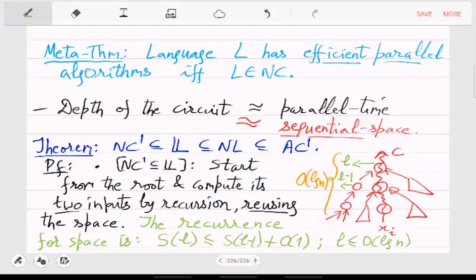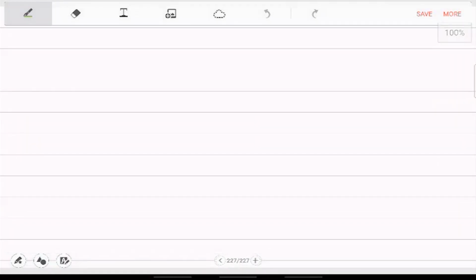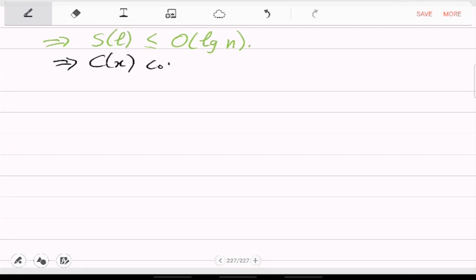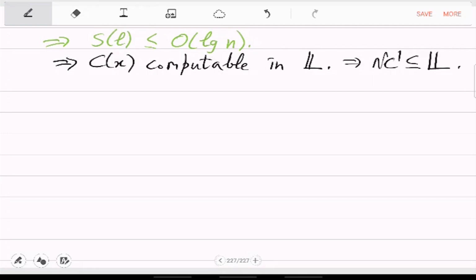S of L is equal to S of L minus 1 plus order 1, which gives you S of L is order L. So you just need log space for this simulation. The computation is computable in log space. So NC1 is in L. That's what we have shown.